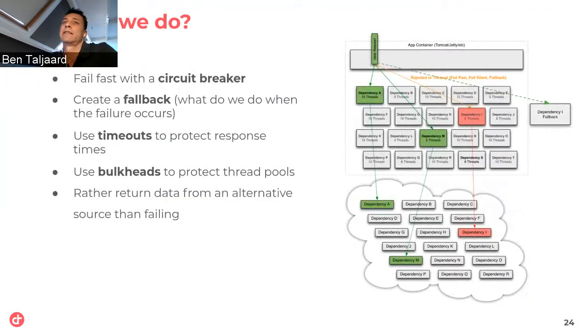How do we mitigate this? Essentially we want to fail fast with a circuit breaker. For example, if this service is misbehaving, rather return something from a fallback method. We can also use mechanisms like timeouts to protect our response time. So we have a specific SLA defined, for example, that we can't take longer than 300 milliseconds to respond. And if it takes longer, we time out.